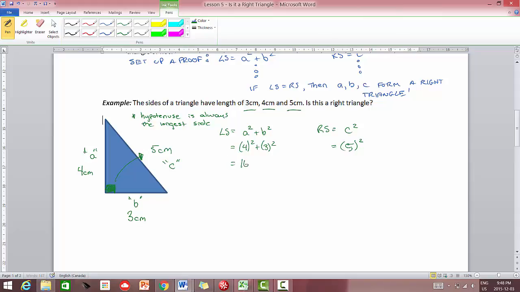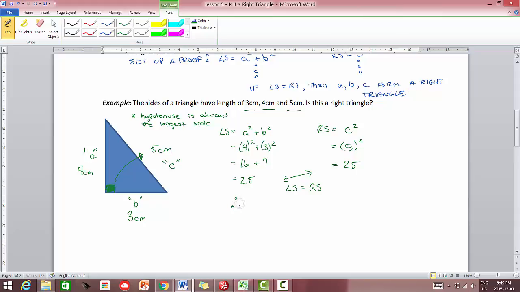Okay, so now we're going to evaluate. We have 16 plus 9 equals 25. And if we evaluate 5 squared, we also get 25. So what we notice here is that left side equals right side. So now we're going to finish with a concluding statement.